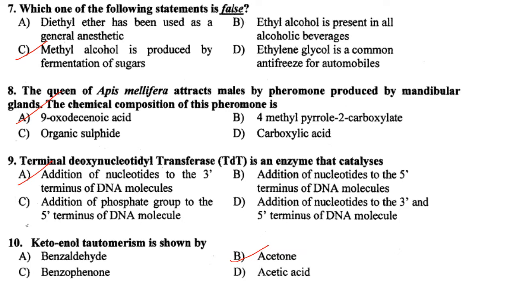Then the queen Apis mellifera attracts male by pheromone produced by mandibular glands. The chemical composition of this pheromone is 9-oxodecanoic acid. Answer is option A. Then terminal deoxynucleotidyl transferase is an enzyme that catalyzes addition of nucleotides to the 3' terminus of DNA molecule. So answer is option A. Keto-enol tautomerism is shown by... So it is shown by option B, that is acetone. Keto-enol tautomerism is shown by acetone.